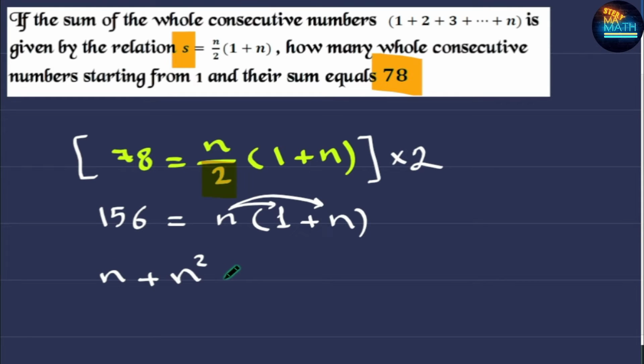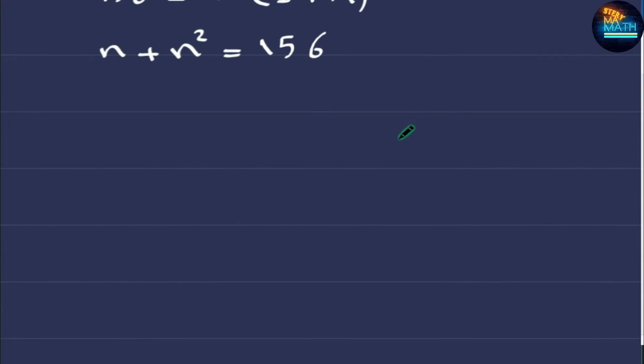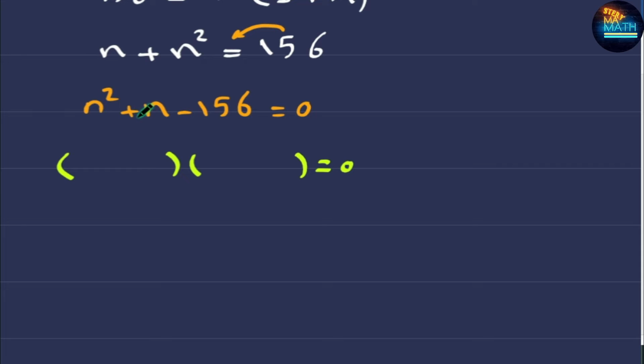And to factor this equation, you have to move 156 to the other side to make the equation equal 0. So n plus n squared, which is n squared plus n, minus 156 is equal to 0. Now, looking for two numbers that multiply to negative 156 and add to 1, you can see that negative 156 is factored as 12 times negative 13, or negative 12 times positive 13.